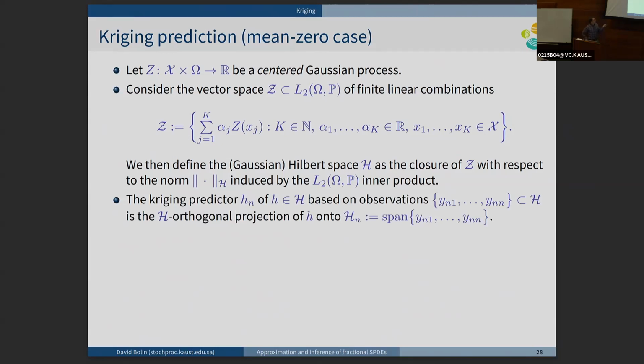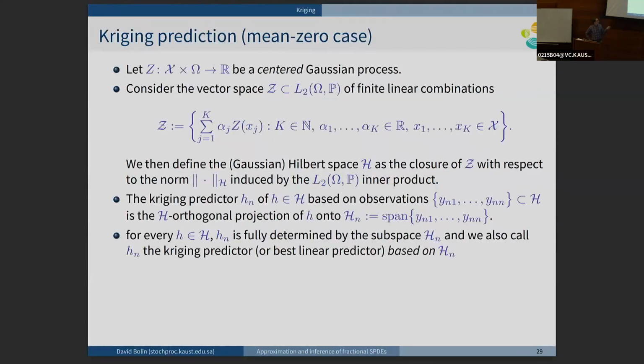Right, so now we want to predict an element in curly H, and the Kriging predictor, Hn, based on some set of observations, is nothing else than the orthogonal projection of the element that we want to predict onto the span of these observations. So this is why we have this variance optimality property of the Kriging predictor.